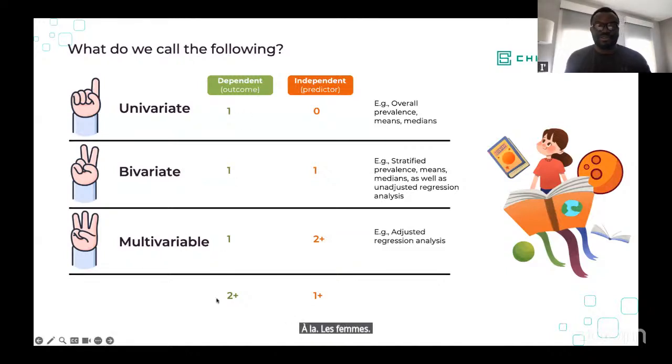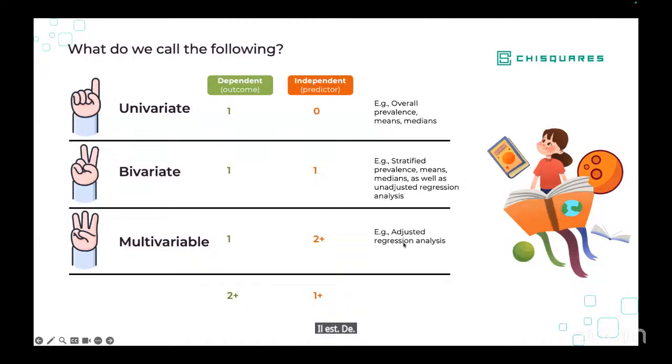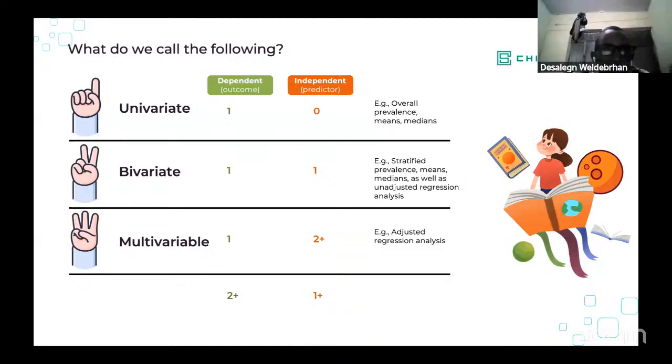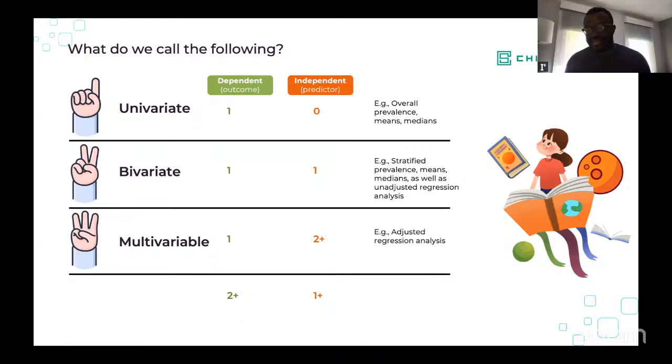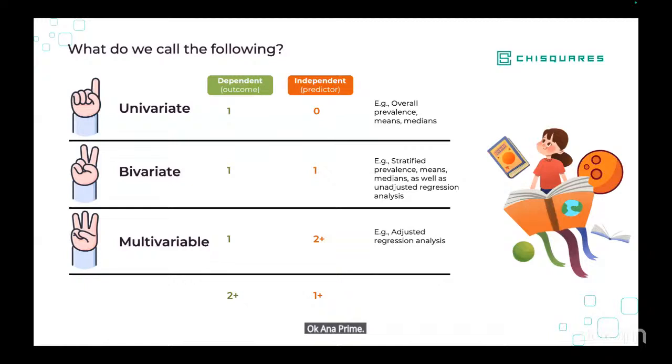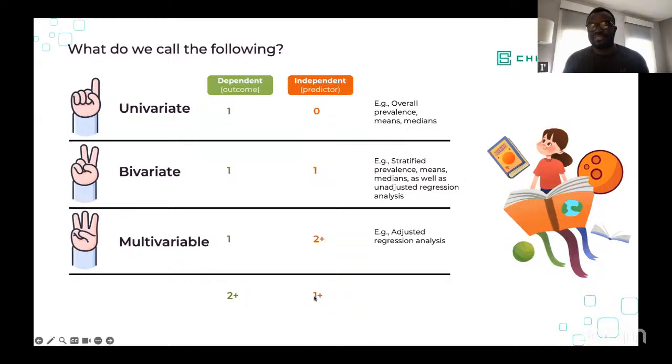And then you have two or more outcomes, and you have one or more predictors. What would that be? Joshua Oji. Joshua, you can unmute. Multinomial. Okay, another try. George. Yeah, George, that's multivariate. That's correct.